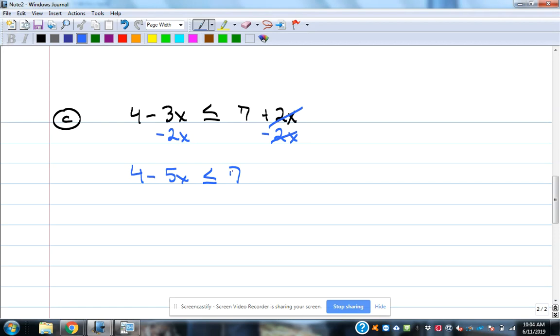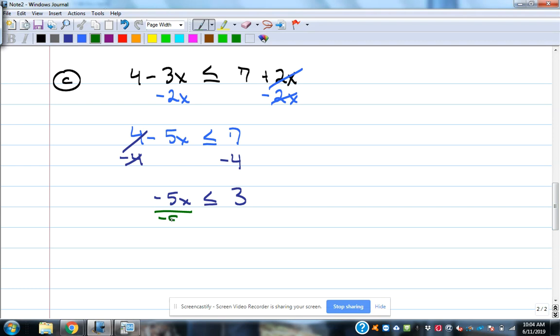All right. Now, I'm going to subtract 4 to get the like terms together. And that's going to leave us negative 5x less than or equal to 3. And then the last step is to divide by the negative 5. And because I'm dividing by a negative, I've got to flip my symbol around.